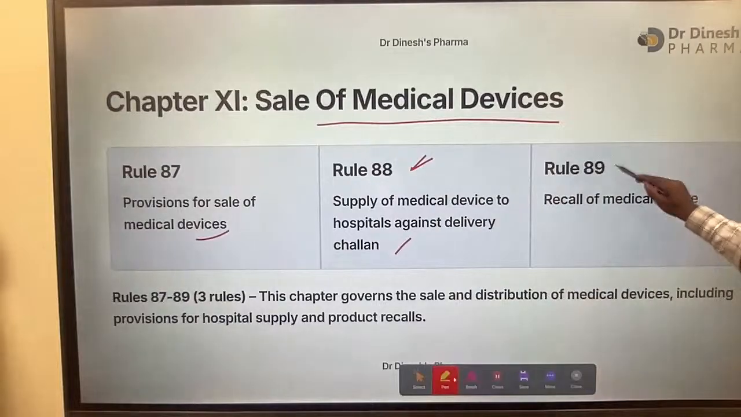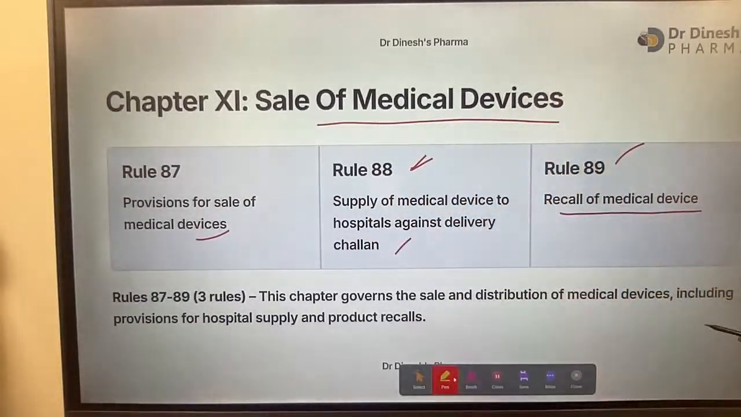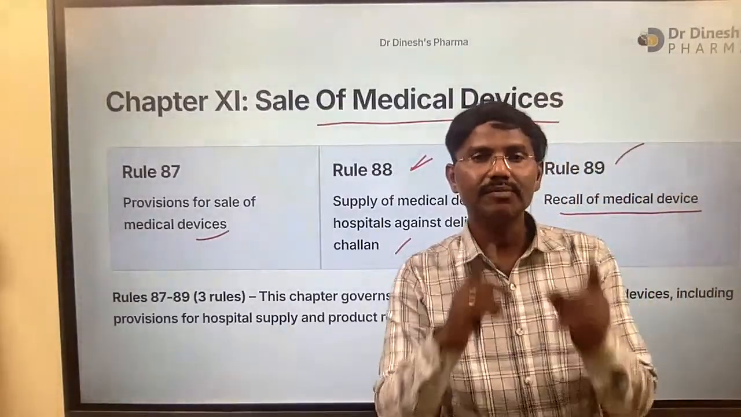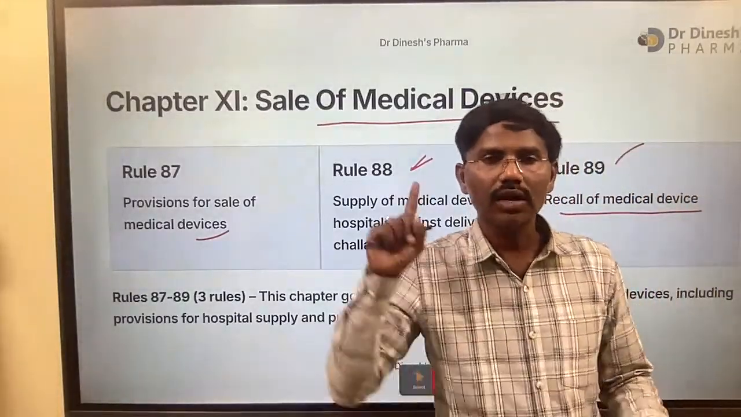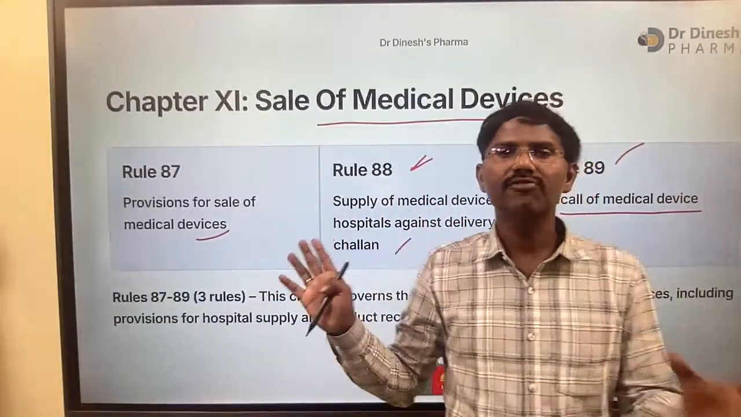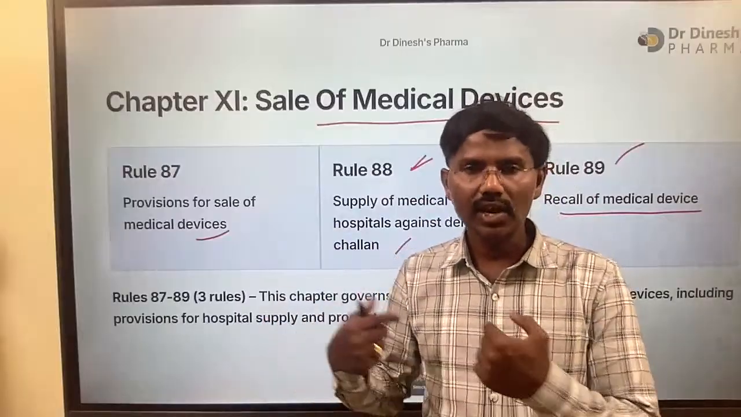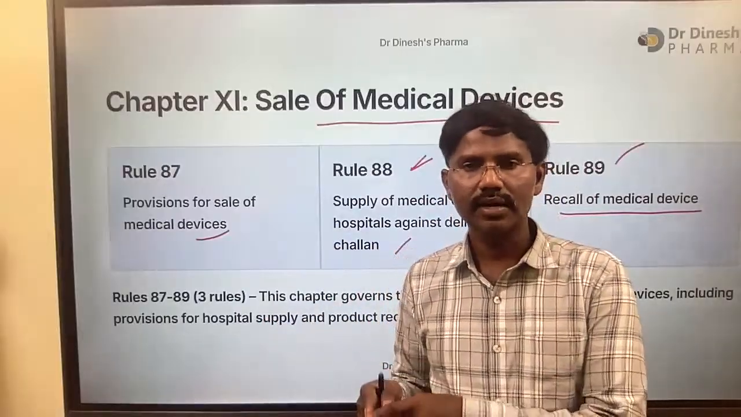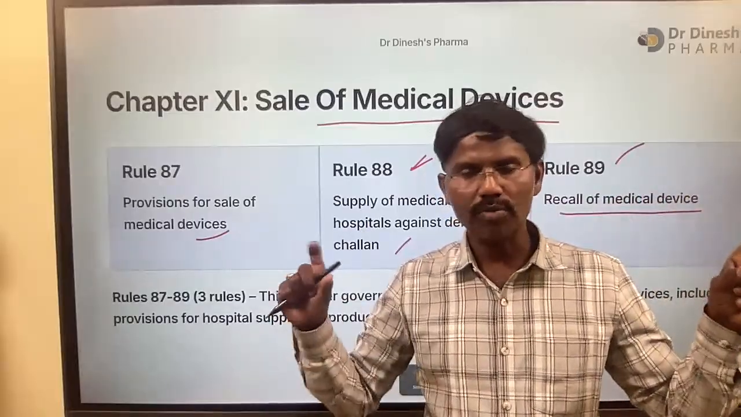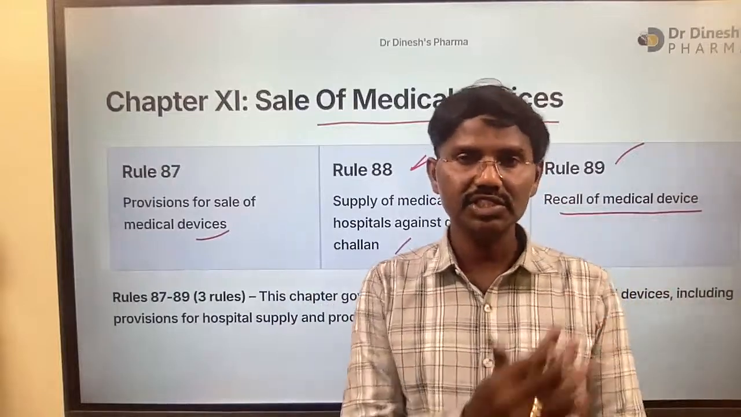And rule number 89, if something goes wrong with the medical device, a recall of medical device. Recall must be initiated from the manufacturer only, not medical device officer, not notified bodies, none other. If the medical device officer found something fishy about that particular device, he cannot recall. He must inform the manufacturer: some problem has occurred with this device, you initiate the recall. So the manufacturer must initiate the recall.